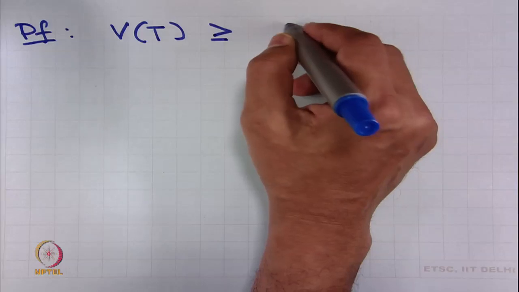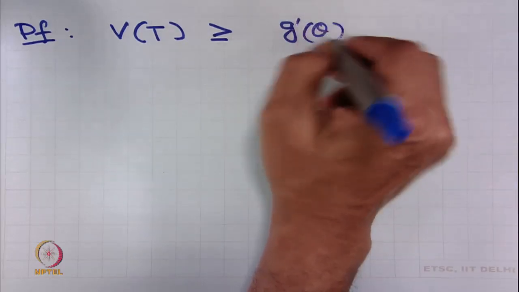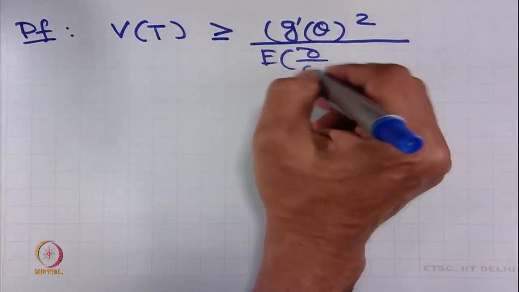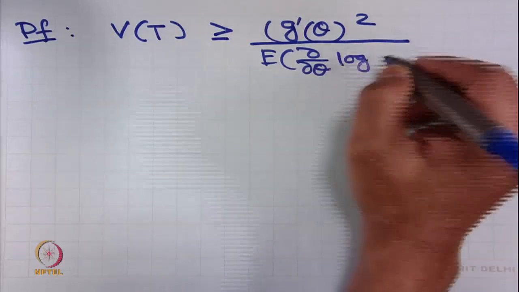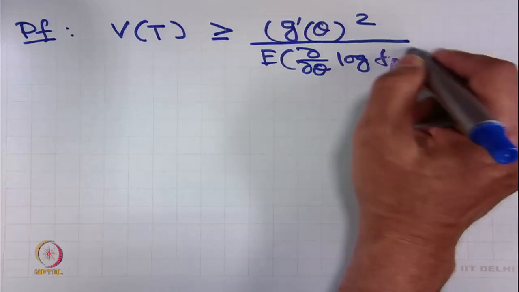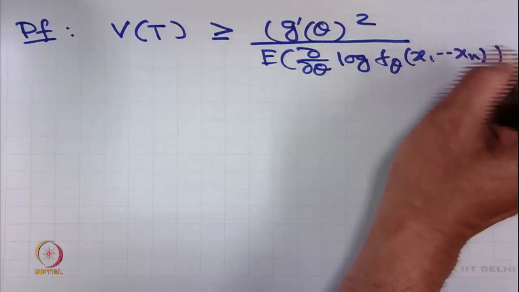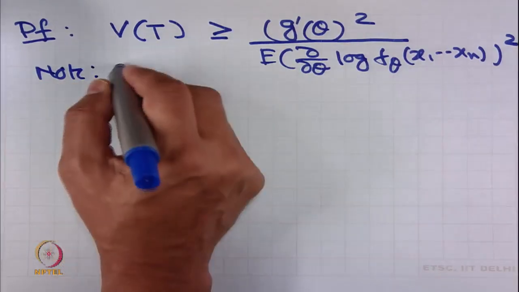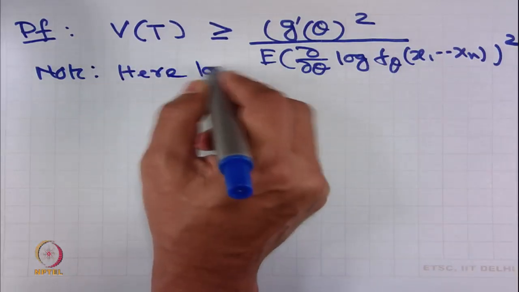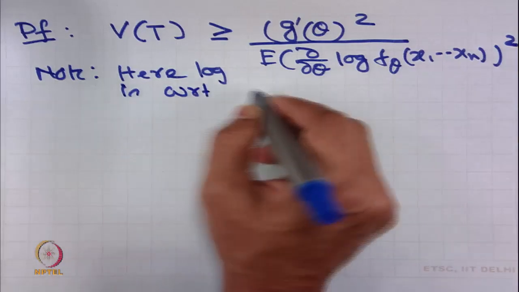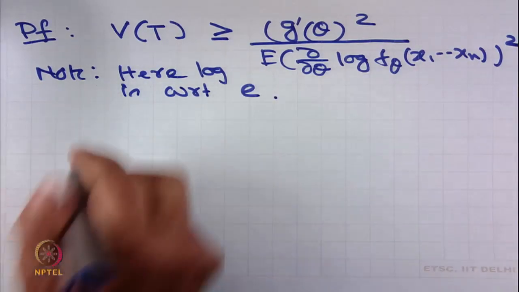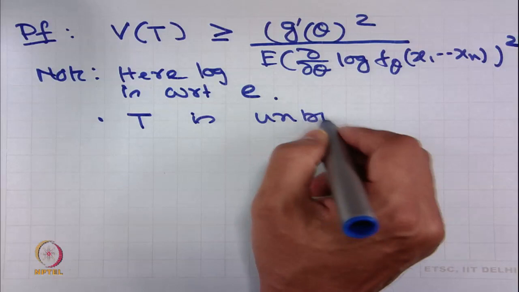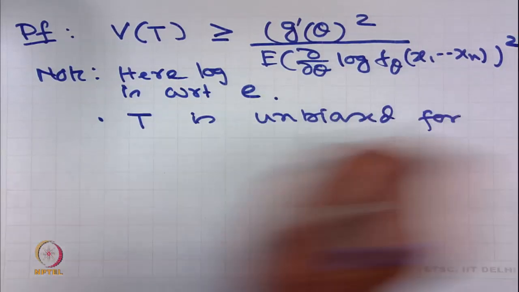Okay? With this assumption, now let us prove the Cramer-Rao bound, that is, prove that the variance of t is greater than or equal to g prime theta whole square upon the expected value of del del theta of log of f theta of x1, x2, ..., xn whole square. Note here the logarithm is with respect to e, and also note t is unbiased for g theta.